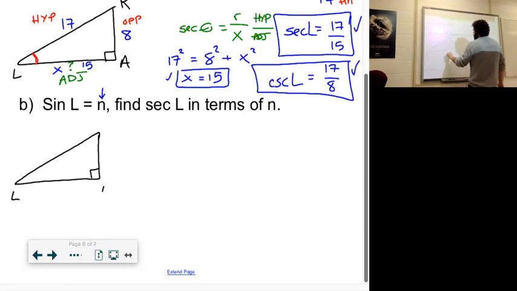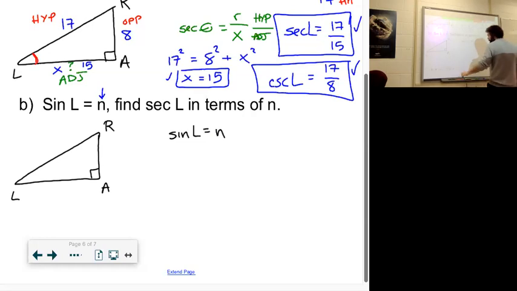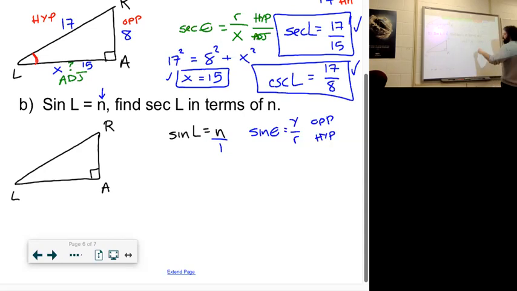Label it the same, LAR. And what I know is that the sine of angle L is equal to n. From our last example, we knew that the sine of an angle is equal to the y over the r, which is the opposite over the hypotenuse here. And if I look at my ratio over here, it's n over 1. So now I can label the n as my opposite and the 1 as my hypotenuse.